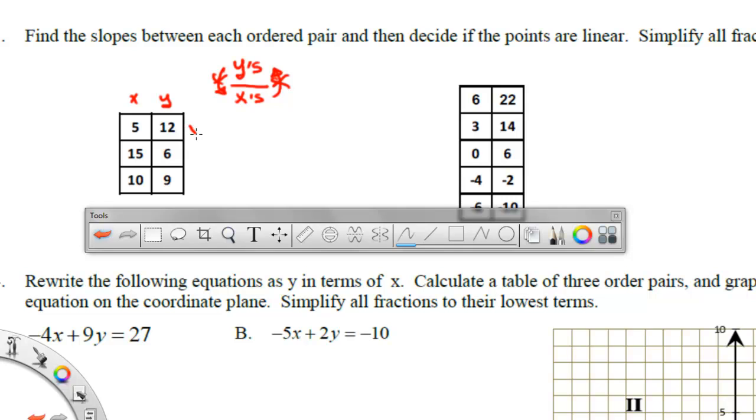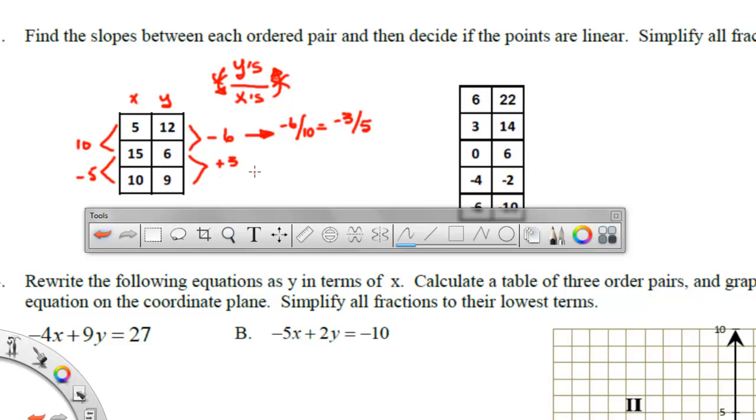So you can start at the top. So 12 to 6, that's down by 6. 6 to 9, that's up by 3. Now I go 5 to 15, that's up by 10. 15 to 10, that's down by 5. So now let's write our slope for this first set. Well, that's a -6 over 10. Well, 2 divides the top, 2 divides the bottom, so that's a -3 over 5.